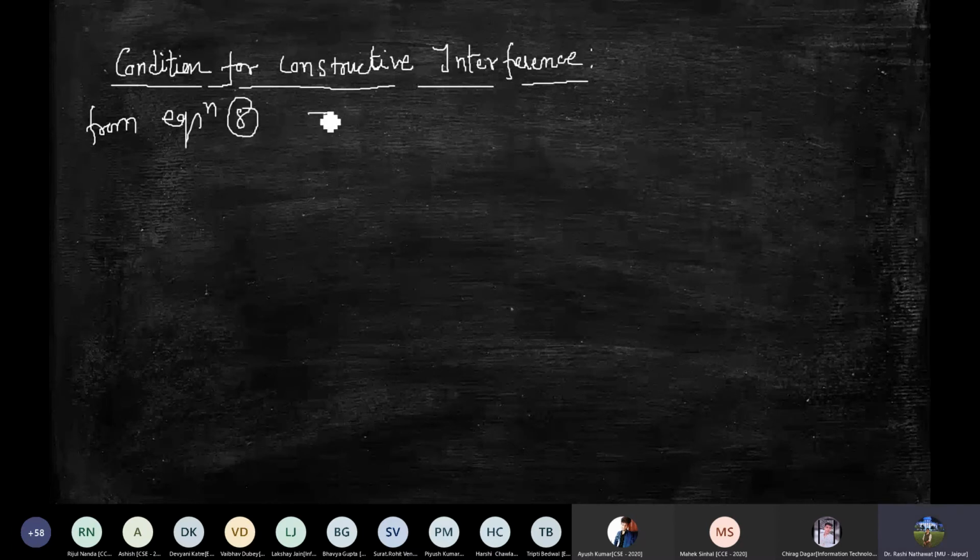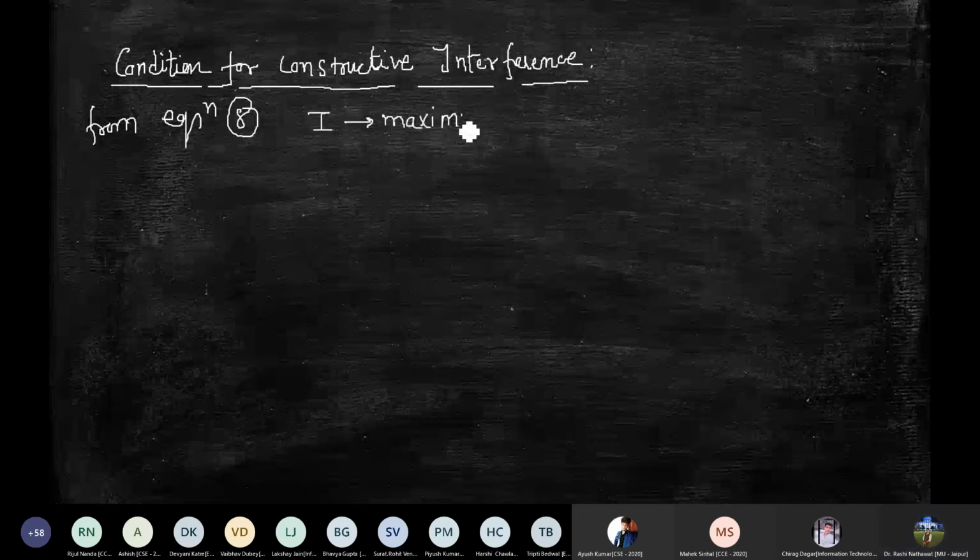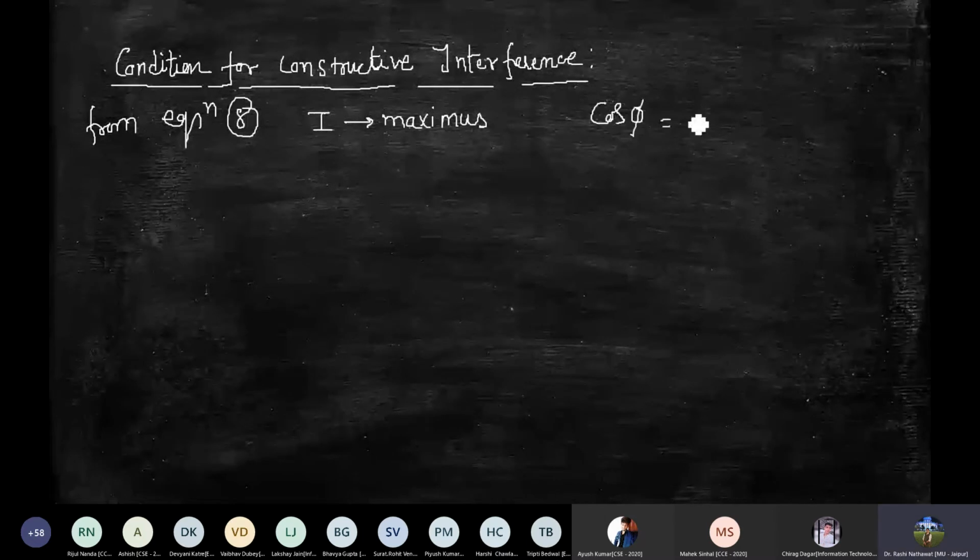From equation 8, if I want this intensity to be maximum, what is the value of cos phi here? It should be +1. And when it is +1, what should be the value of phi here? 0, 2 pi, 4 pi, and so on. Okay, very good.